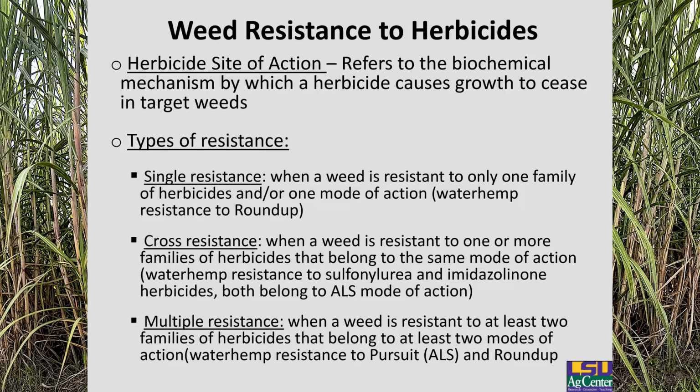Cross resistance is when a weed is resistant to one or more families of herbicides that belong to the same mode of action. So waterhemp resistant to your SUs and your IMIs, both of which are ALS mode of action, would be a cross resistance example. Multiple resistance is when a weed is resistant to at least two families of herbicides that belong to at least two modes of action. So waterhemp that's resistant to Pursuit, which is ALS, or Roundup. You don't want multiple resistance.